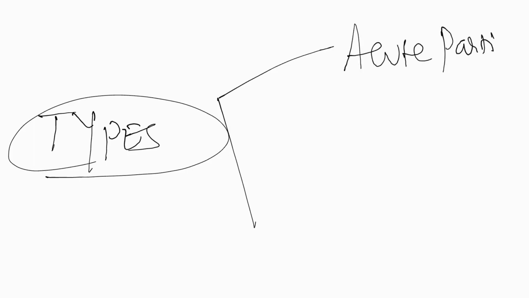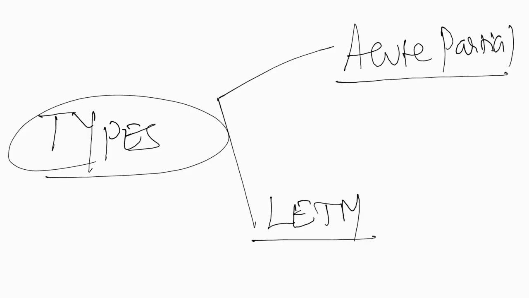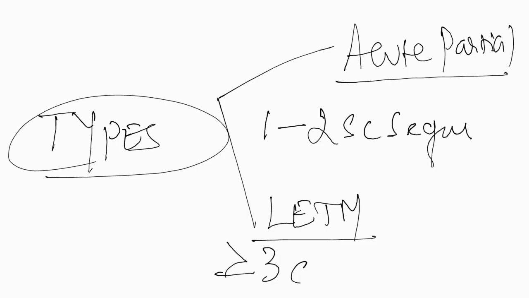Now they asked another question, what are the types of transverse myelitis? You don't need to dwell in depth of it. Just remember there are 2 types. One is acute partial, another one is called LETM, that is longitudinally extensive transverse myelitis. What is an acute partial transverse myelitis? It's 1 to 2 spinal cord segments involved. LETM is nothing other than more than 3 contiguous spinal segments involved. If more than 3 spinal segments are involved, that is called LETM.